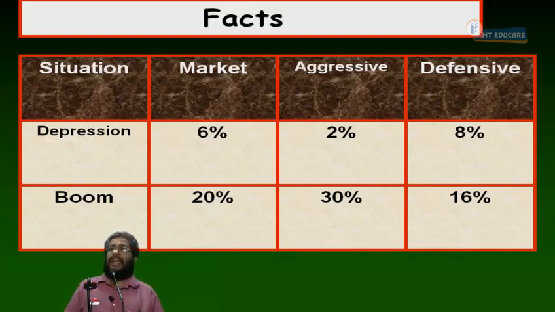In the case of the defensive share, when the market fluctuates by 14%, the defensive moves only by 8%. So it is 8 by 14. It becomes a defensive stock. Everybody, are you following or not?